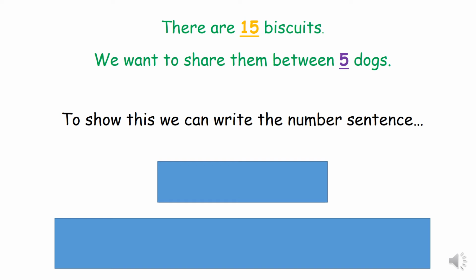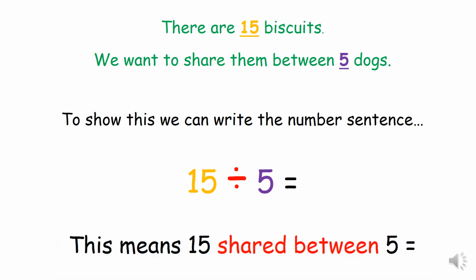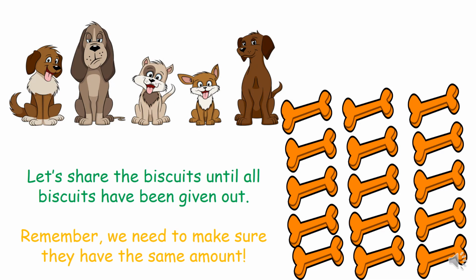So I can write a number sentence now. Can you remember what that red sign means? Yes, well done. It's divided by. So 15 divided by 5. That means 15 shared between 5. Let's share them out until they're all gone. But remember, they need to be an equal amount for each dog.